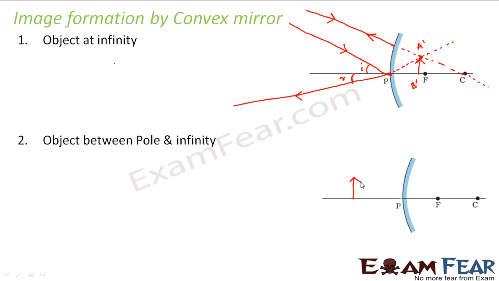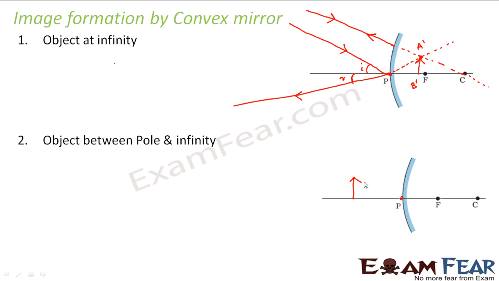For example, the principal focus in case of a concave mirror was a real principal focus. So an object can lie on the principal focus. But in this case, the principal focus is a virtual principal focus, right? So the object cannot lie at a principal focus. So there is no real principal focus. There is no real center of curvature. So the object cannot lie at those points specifically. So the object can just lie at any point. So first we assumed that the object is at infinity. Now we are assuming that the object is at any of the points between the pole and infinity, right?